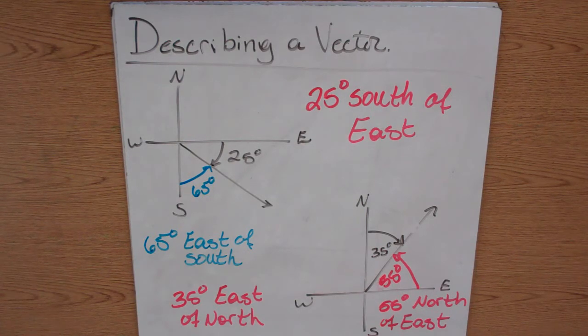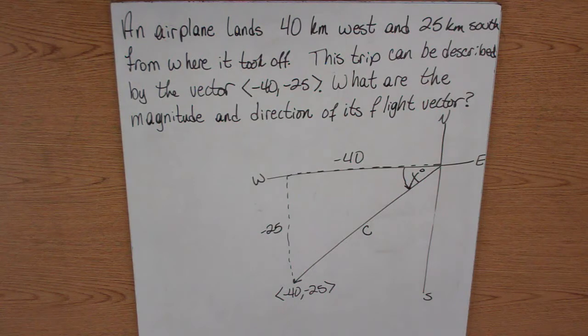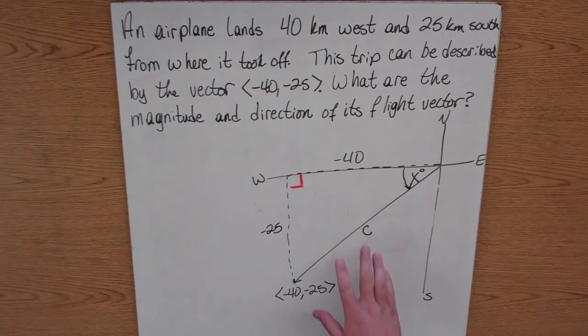Let's work on a problem real quick. An airplane lands 40 kilometers west and 25 kilometers south of where it took off. This trip can be described by the vector -40, -25. What are the magnitude and direction of its flight vector? Basically, you need to find the magnitude of the vector, so you need to find this side. And remember, this makes a right triangle. So when you have two sides of a right triangle, how do you find the third side?